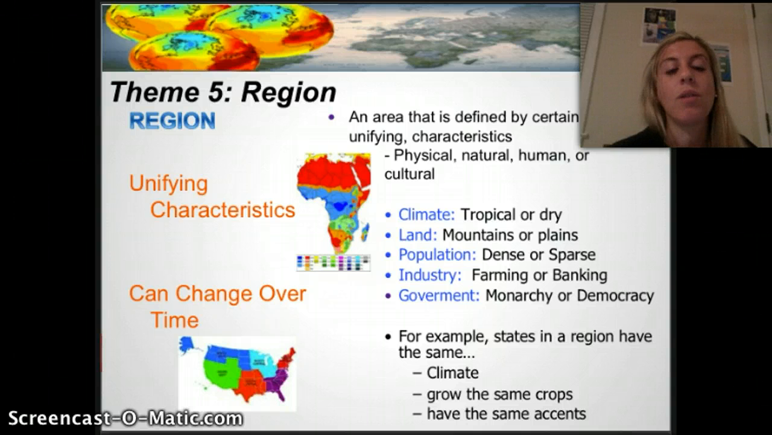Industry. You can have lots of agriculture and farming based on what type of land you have, or you could be in a city, again, with banking as your main industry. And government. You could have a monarchy or a democracy. So all of these things are unifying characteristics that a region would have.